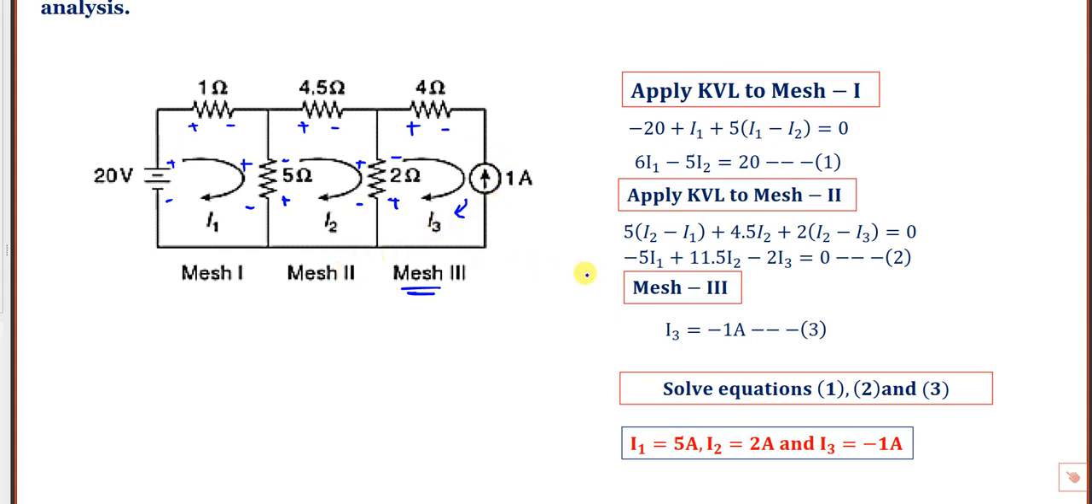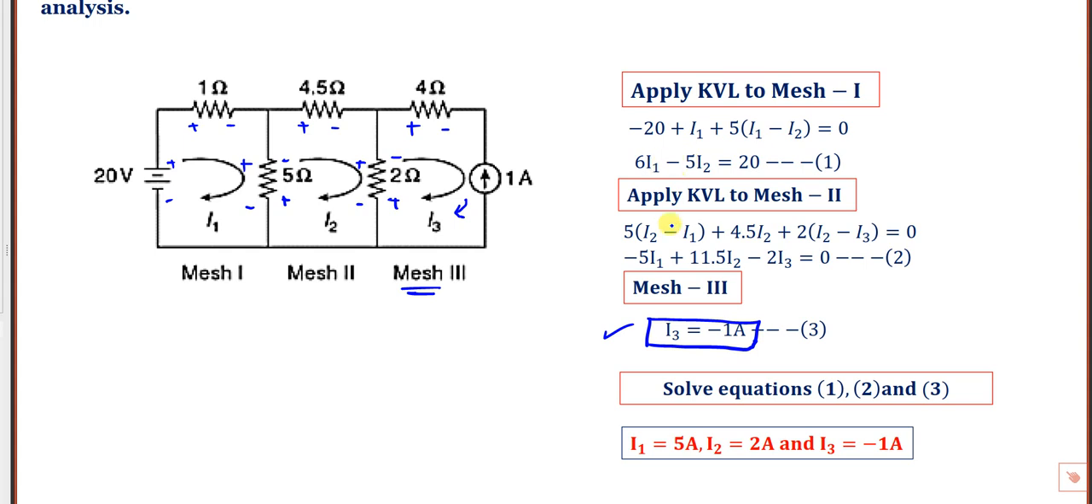So we can directly write one equation. I3 is equal to minus 1 for this. Why minus 1? It is opposite to the actual direction of I3. For all the three meshes, we assume clockwise direction, and it is going upwards. So I3 is equal to minus 1 amp. So one equation we got from this.